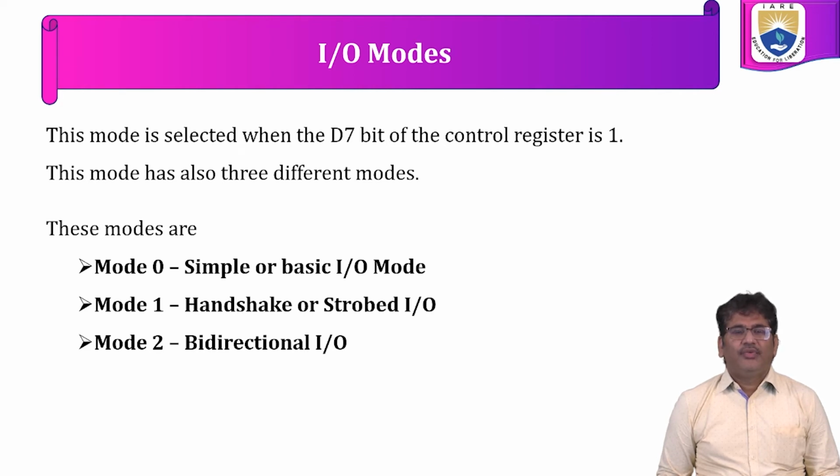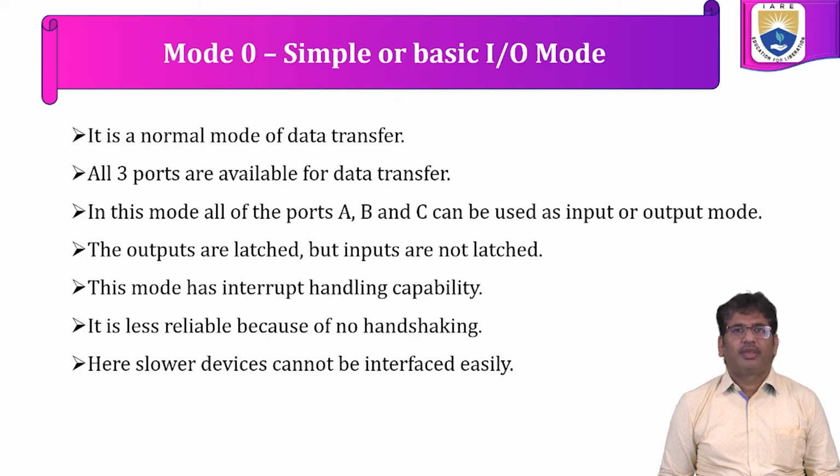We will see what these various modes of operation are, how we have to configure each port, which port will be used for data information, and which port will be used for control information. We will see in detail. First one is mode 0, we'll call as a simple or basic IO mode. It is a normal mode of data transfer.